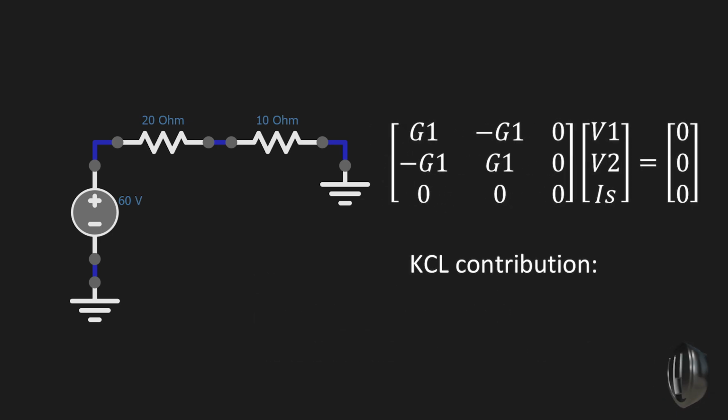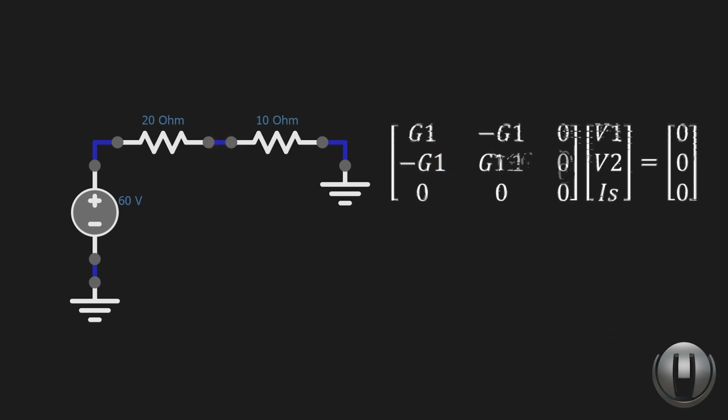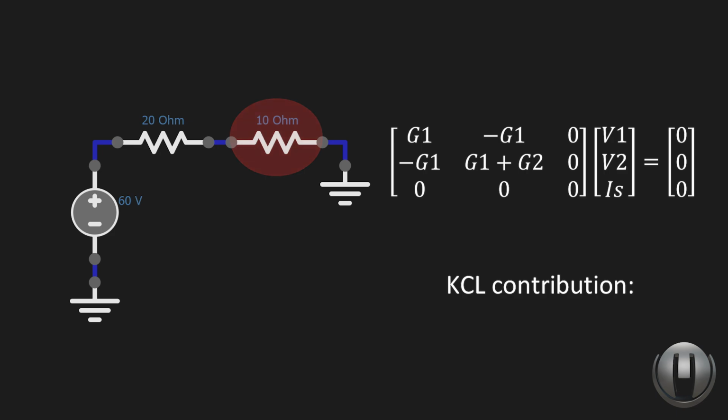Now we have the contributions of R1 at node 1 as G1 times (V1 minus V2). At node 2 it's negative G1 times (V1 minus V2). Then we have R2, which only contributes at node 2 as the other node is ground. We have its contribution at node 2 is G2 times V2.